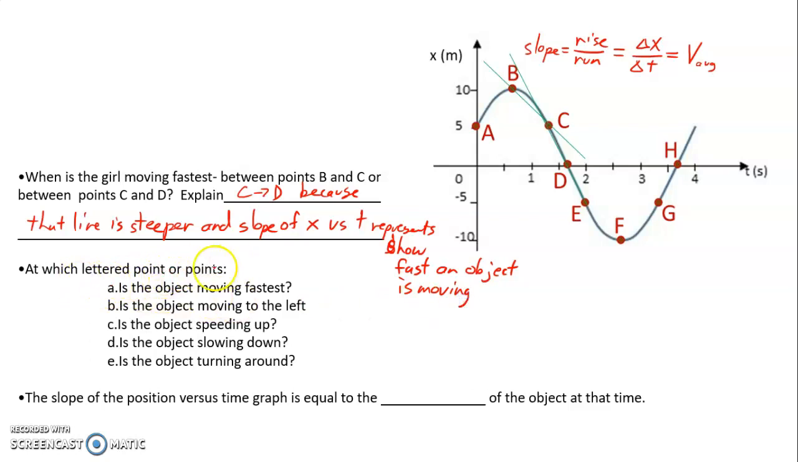At which lettered point or points is the object moving fastest? Okay, well, we're going to treat this as a sinusoidal curve here. You don't need to know about sinusoidal curves for this class, but by saying that, I'm just saying that the slope of this is always changing. Even though it does look fairly constant from C to E, I'm treating it as if it's a sine curve, and so it's a certain slope here, and then it gets steeper, and then less steep. So we're looking at it from that perspective.